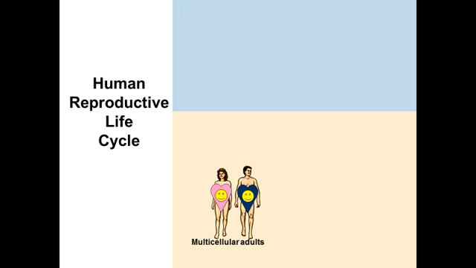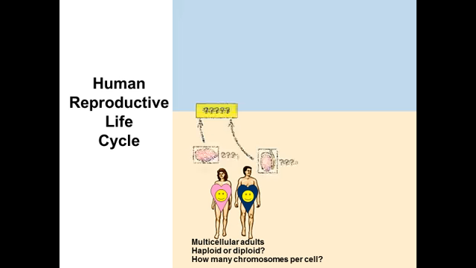Okay, another piece of a quick review is let's go through this little reproductive diagram that we had before. We have multicellular adults. Are those cells haploid or diploid? How many chromosomes are in each cell? Okay, what is this process? Where does it take place? Where does it take place in females? Where does it take place in males?